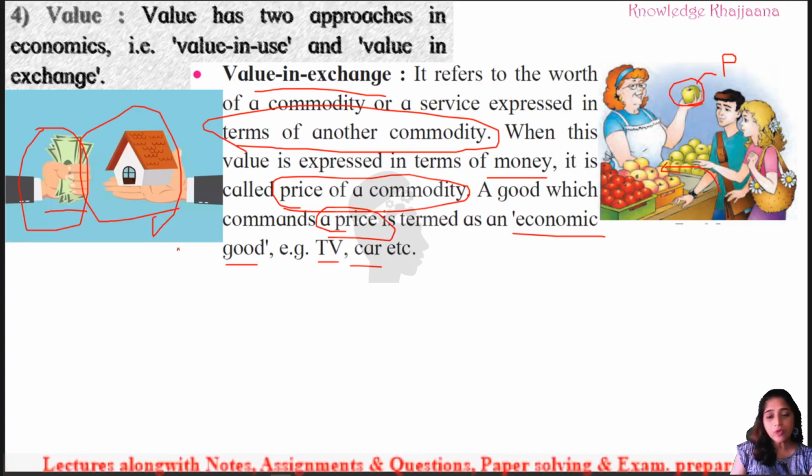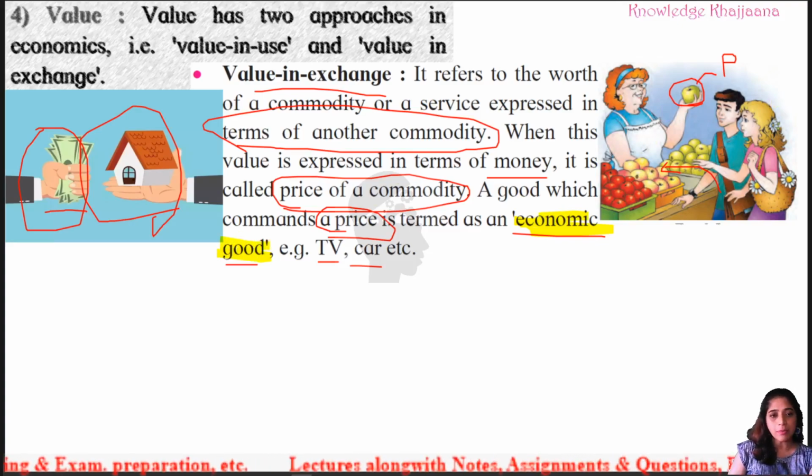That was in times when it was not expressed in terms of money, but now everything is expressed in terms of money. And what is it? It is the price of that commodity. So which goods have a price? Economic goods. Economic goods have the price of that commodity, and we have to exchange the goods with money, the price of that commodity.